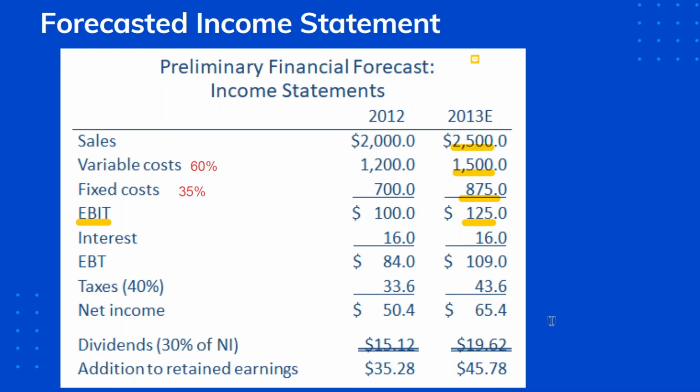$125. Because in 2013, at this point, we don't know how much debt the firm must borrow to support an investment in the firm assets, as a result, we do not know interest expenses that the firm must pay. At this point, we can assume that interest payment will be the same as $16. Then we can calculate earning before tax, which is EBIT subtracted by I. Then we can assume a tax rate equal to 40%. It's 40% of earning before tax. We will have forecasted net income.